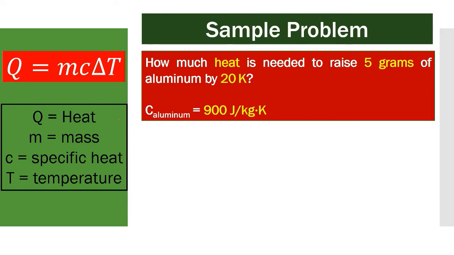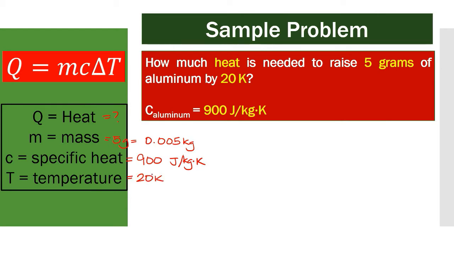So we know that we're looking for heat because it says how much heat. And we are given 5 grams of aluminum. But if we convert that to SI units, as we should always instinctively do, this would be 0.005 kilograms. Okay, next we have the specific heat, 900 joules per kilogram Kelvin. Take note, this is over kilogram times Kelvin. And finally, you have temperature, which will give you a value of 20 Kelvin in itself.